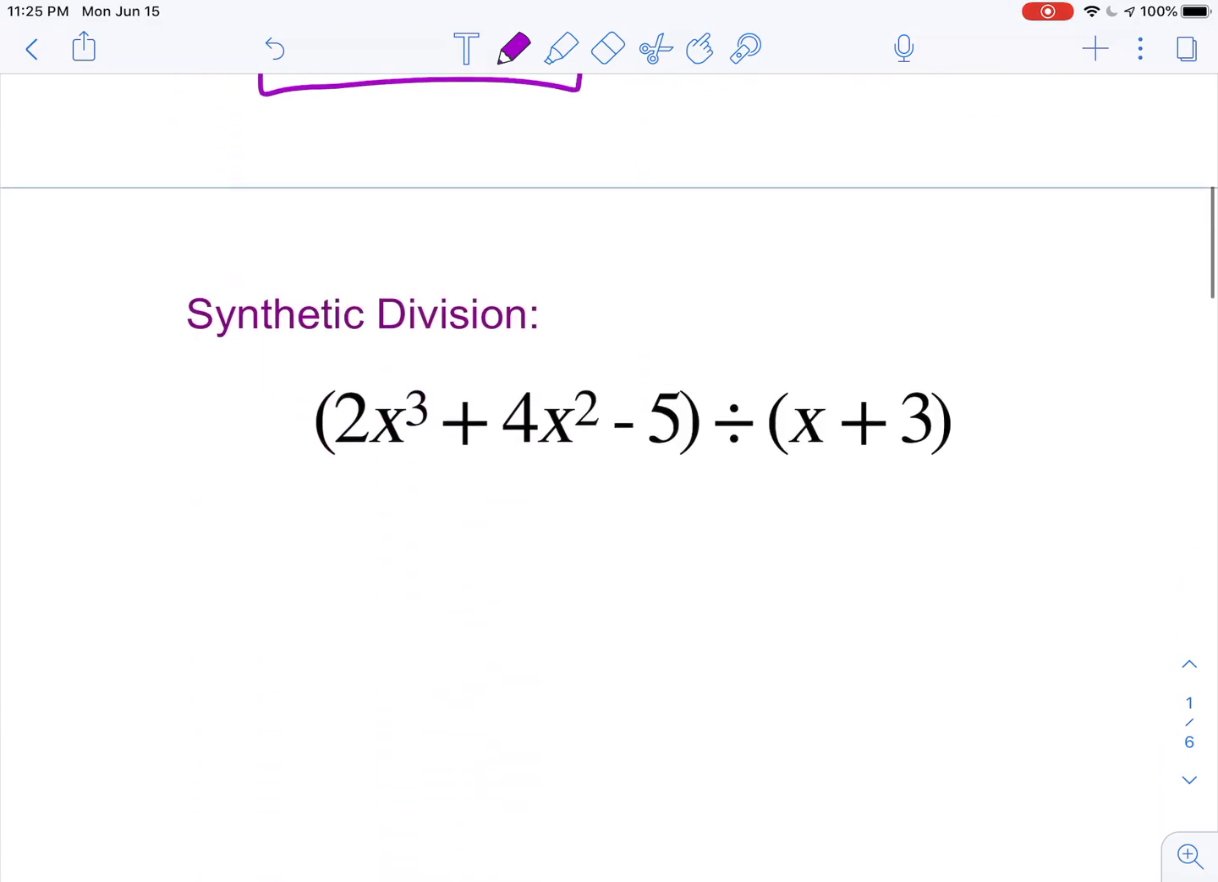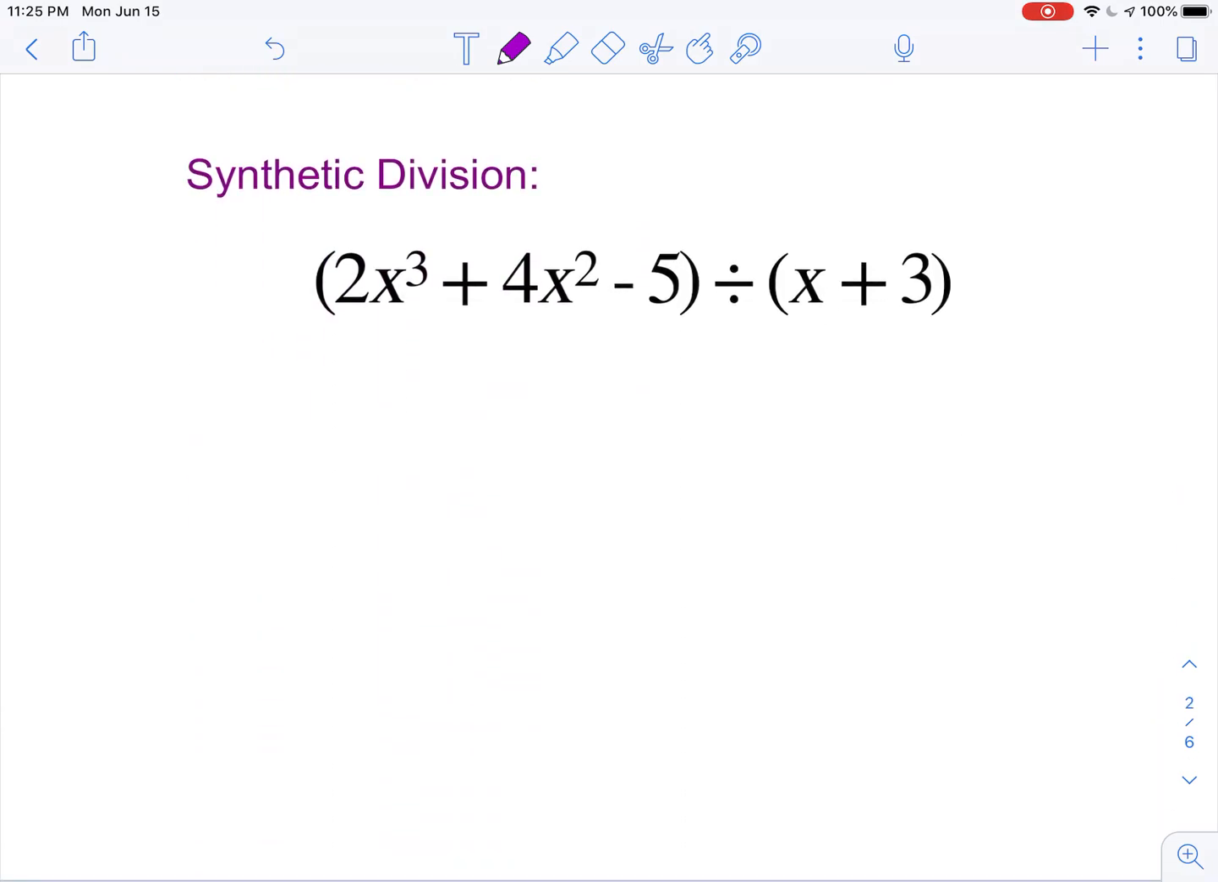So let's try one more synthetic division. Again, how do we set this up? Well, we take the opposite sign of what we see here. So it's going to be a negative 3 on the outside. We create our box. And now, again, we want the coefficients of our variables, exponents highest to lowest in order.